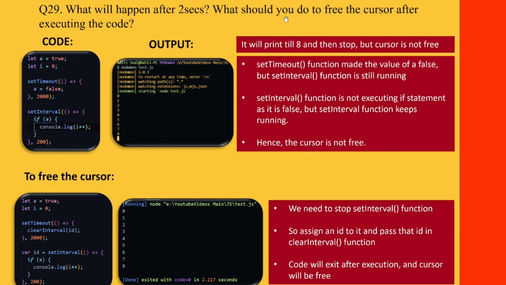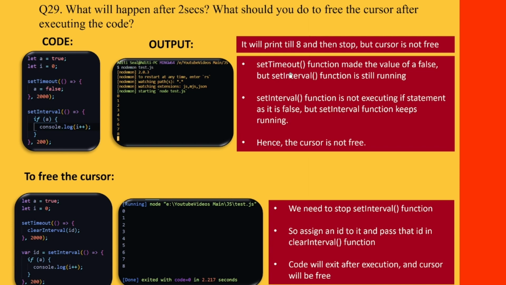That is why the second question comes over here. What should you do to free the cursor after executing the code? Okay, first let us see the explanation over here. It will print till 8 and then stop, but the cursor is not free. This is what I just now explained.